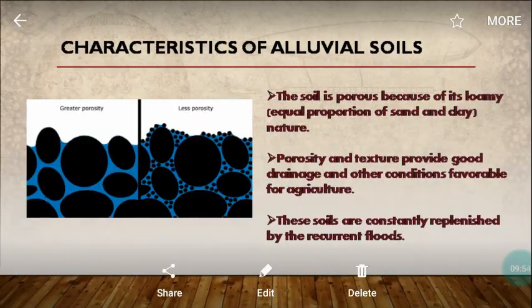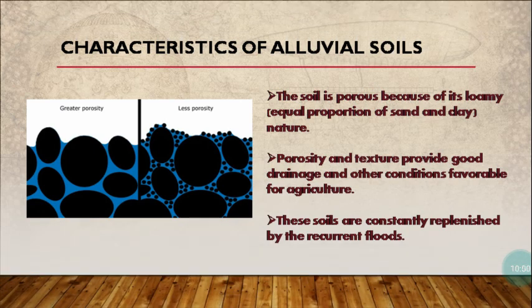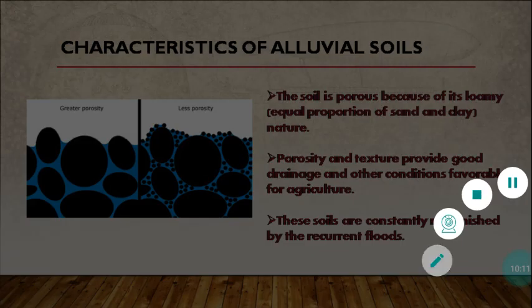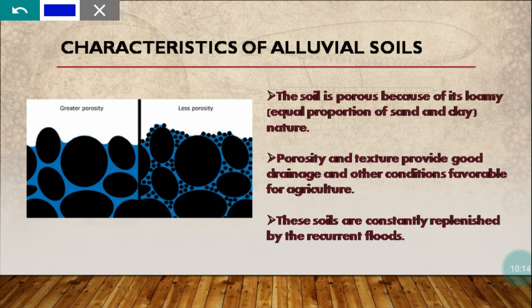Next, see some more characteristics of alluvial soil. Just see that. The soil is porous because of its loamy nature. Now see this one, the porous or the porosity. This word is new for you. So let us first understand this one. Porosity or porous means how much gap is present between the materials or elements inside the soil.